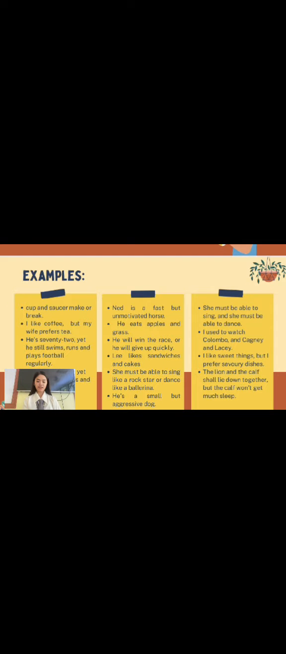For example, cup and saucer, make or break. So the coordinating conjunctions here are and, or. Another example here is, I like coffee but my wife prefers tea. Another example, here's a small but aggressive dog.